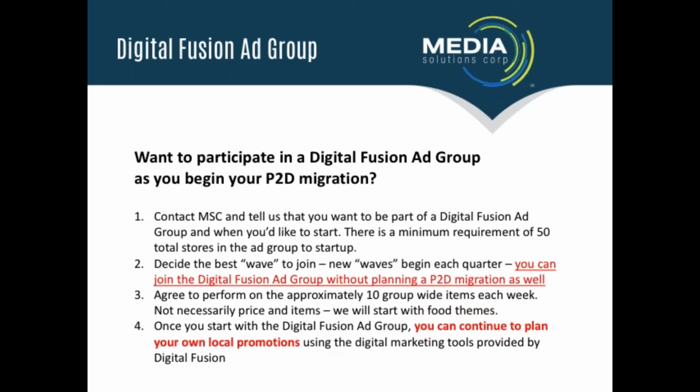Originally, when we put this program together, it was 100 stores minimum. We can do it with 50 stores to get started, because we know that these groups grow pretty rapidly once they get going. So you need to let us know that you're interested, and then you need to decide that you are going to go on print to digital. You need to let us know what wave you're interested in joining, so that as we schedule webinars specific to the migration and specific to what the Digital Fusion Ag Group is planning.